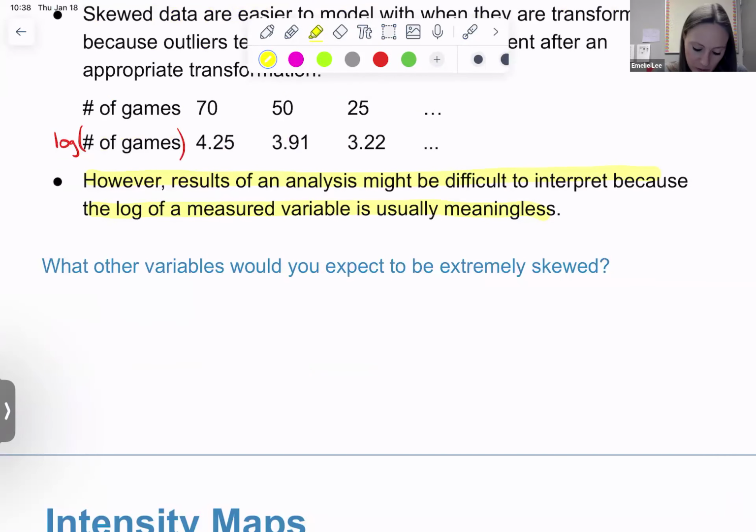What other variables would you expect to be extremely skewed?